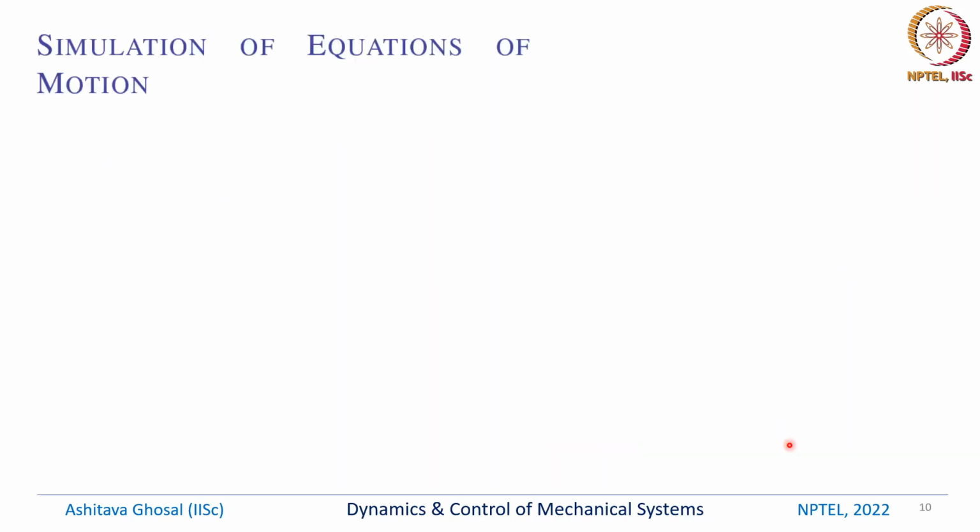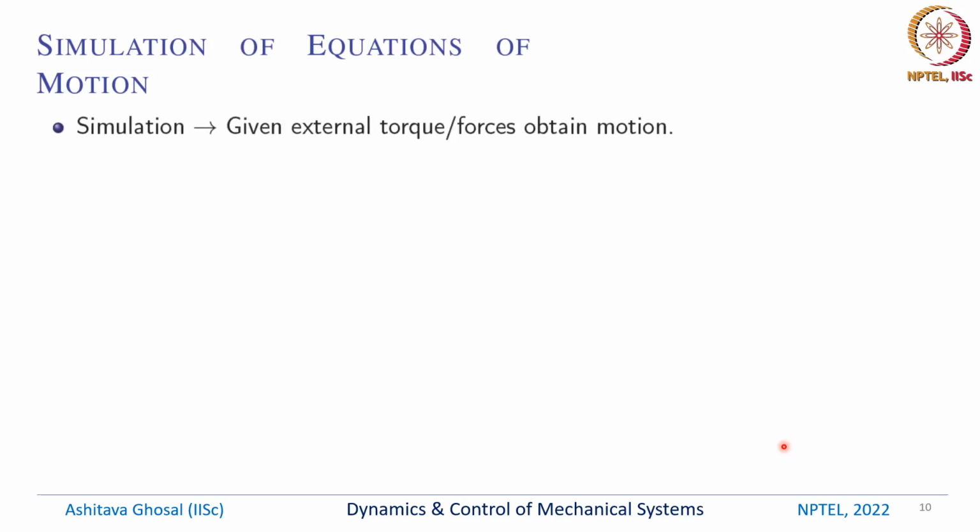So next we look at the simulation of the equations of motion. Simulation is exactly the opposite problem. This is also the direct problem. In simulation, we are given the external torques and forces and we obtain the motion of the multi-body system. In this case, tau 1 and tau 2 as a function of time will be given to us for this 2R chain, and then we have to find out what is theta 1 as a function of time, theta 2 as a function of time, and so on.